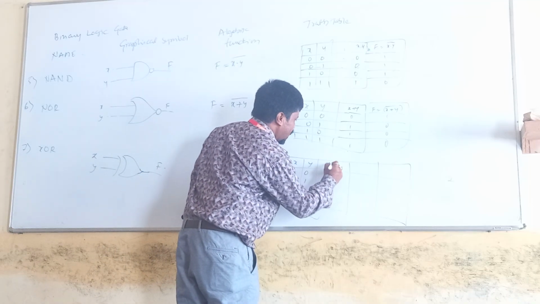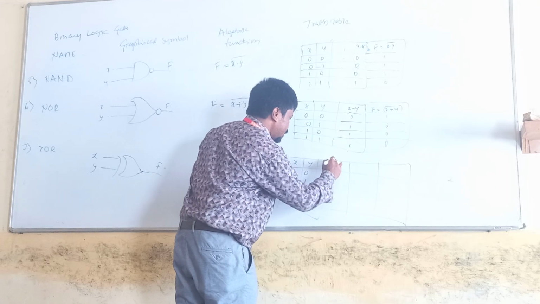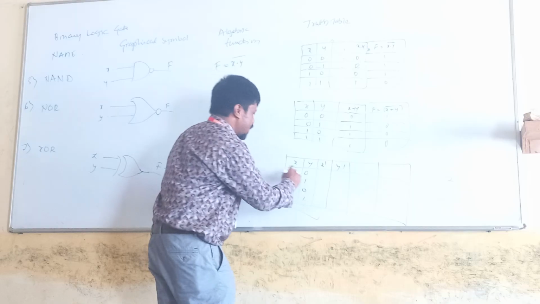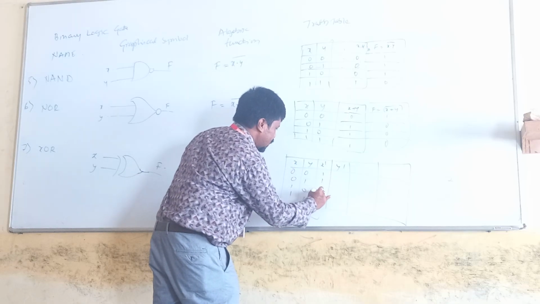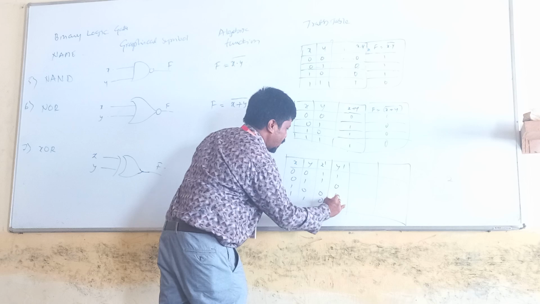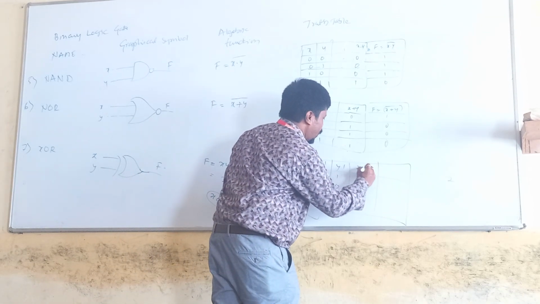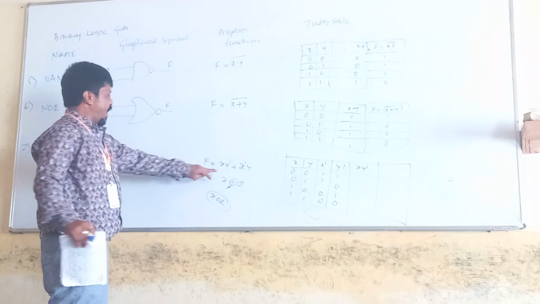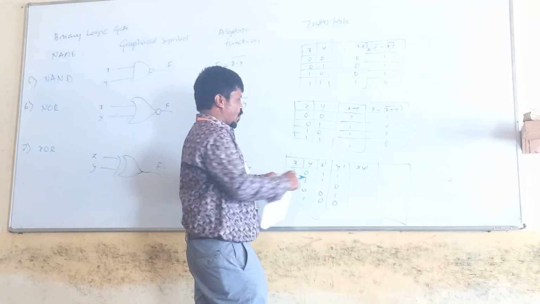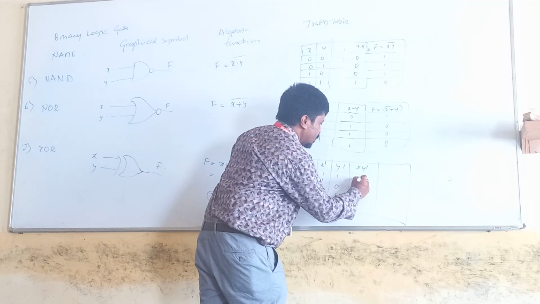Okay, X Y dash. I will write it one more time: X, Y, X dash, Y dash. X dash is 1 1 0 0. Y dash is 1 0 1 0. I need here X Y dash. X is 0, Y dash is 1, so 0 1 gives 0.